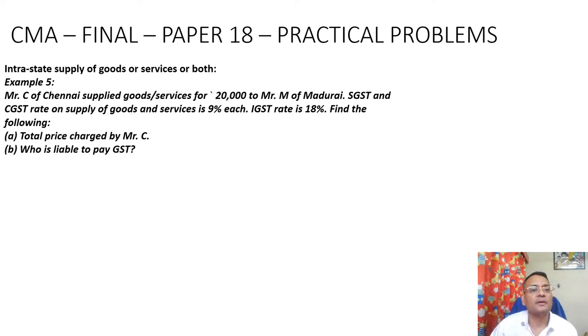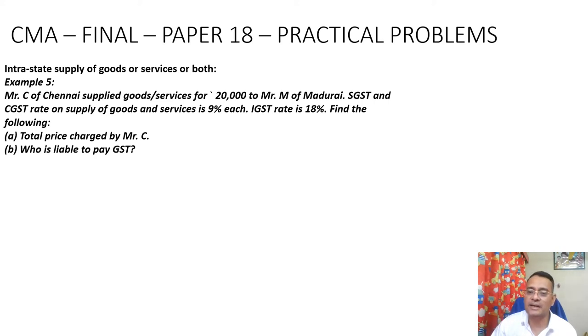Now, Mr. C of Chennai supplied goods/services for rupees 20,000 to Mr. M of Madurai. SGST and CGST: what is SGST? State Goods and Services Tax. CGST, Central Goods and Services Tax. The rate on supply of goods and services is 9% each, which means 9% CGST and 9% SGST.